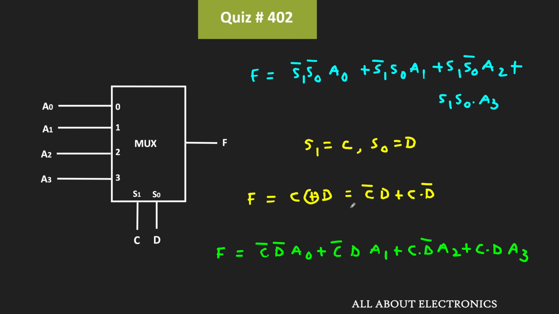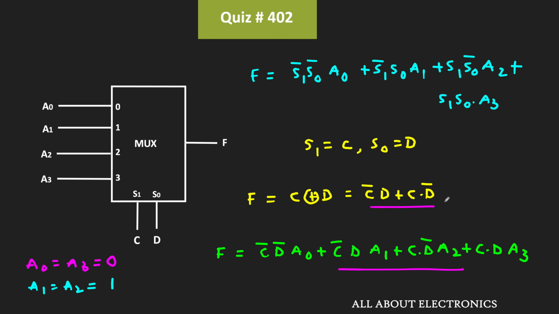So here to get this output function F, we require only these two terms. That means here the values of A0 and A3 should be equal to 0. Moreover, here the values of A1 and A2 should be equal to 1. Because if the values of A1 and A2 are 1, then we will get this expression. And with these values, if we see the output function, then that is equal to C bar dot D plus C dot D bar.